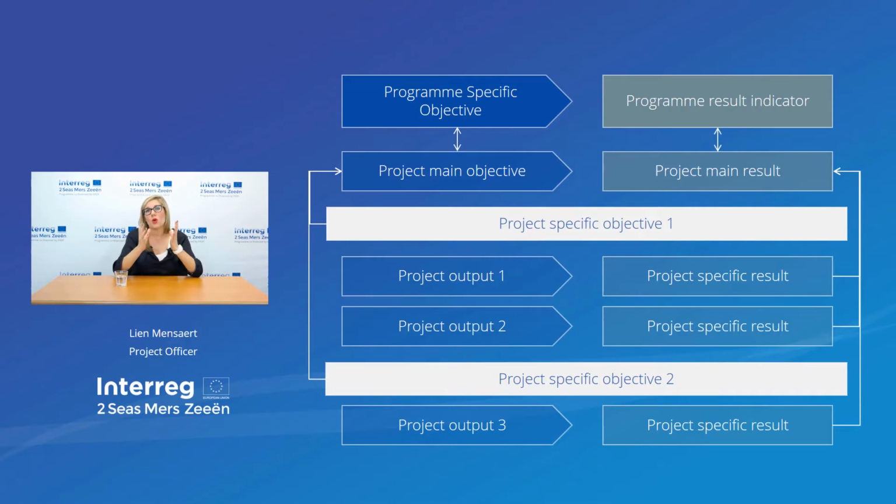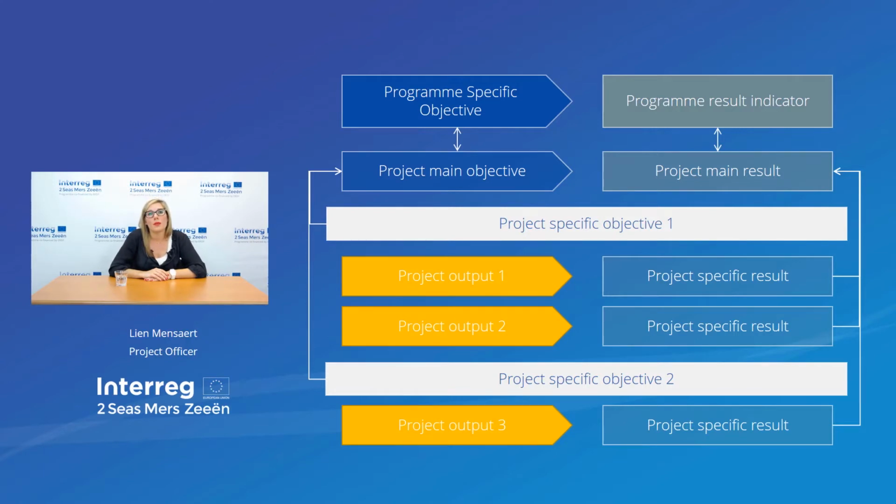When we split down the project main result, we will come up with specific and multiple project-specific results, as you can see on this scheme. For every project-specific result, in order to obtain a specific result, so a change, you will have to deliver a product, as there is an output. So for every specific result, there will be at least one project output. The project outputs are then the starting point to start constructing your work packages.